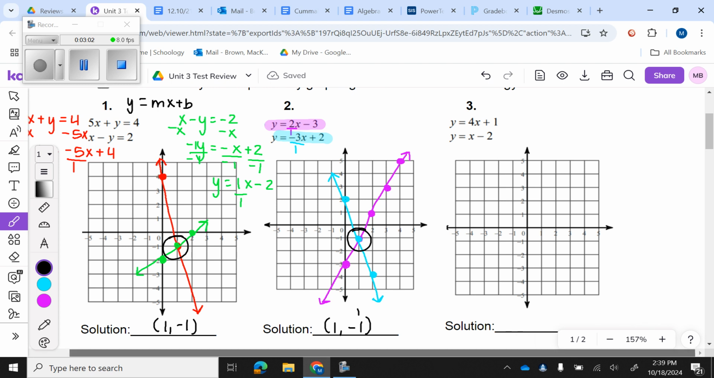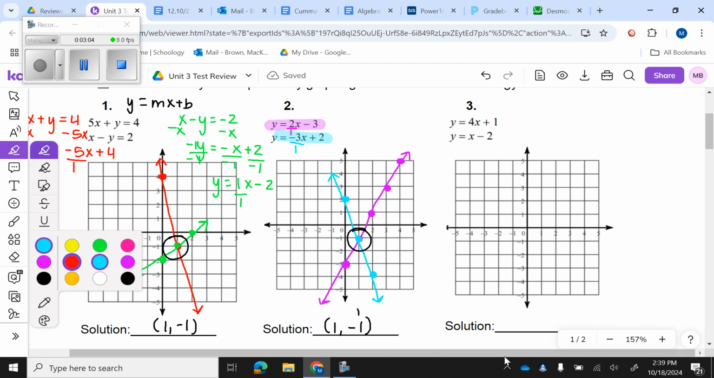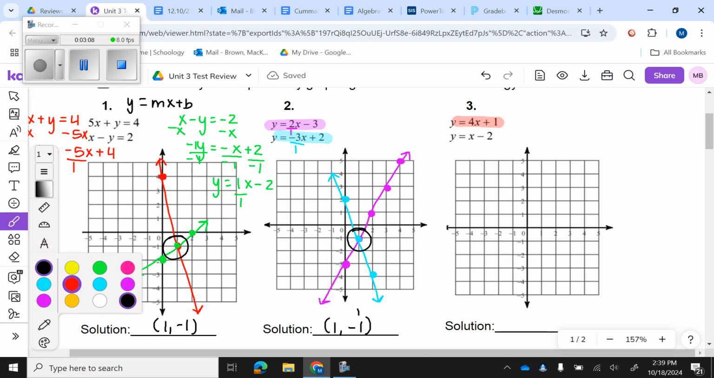All right, we're going to do the same thing on number 3. I'm going to start with my y-intercept here. My y-intercept is a 1. So I'm going to put a point at 1 on the y-axis. And my slope is this 4. I'm going to make that over 1. So I'm going to go up 4, right 1. Now I could also go down 4, left 1. That would still be increasing, and I'm going to connect my points.